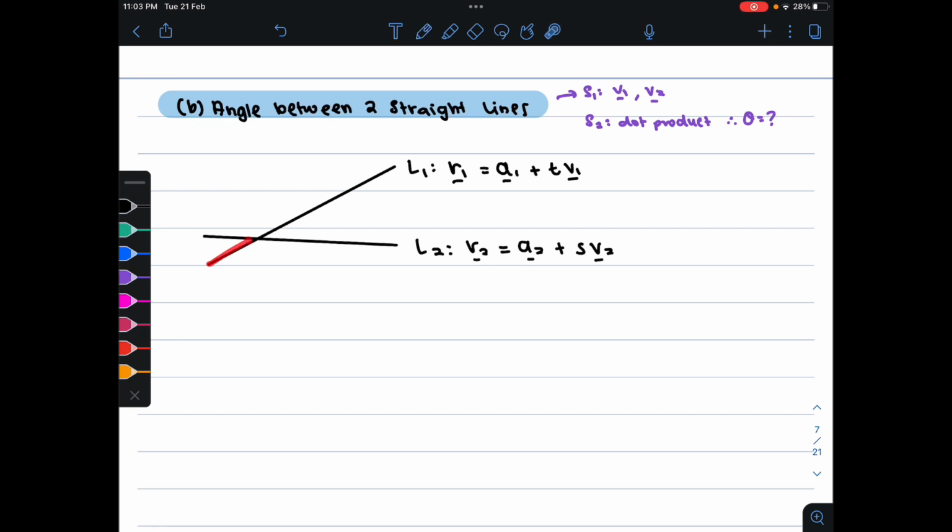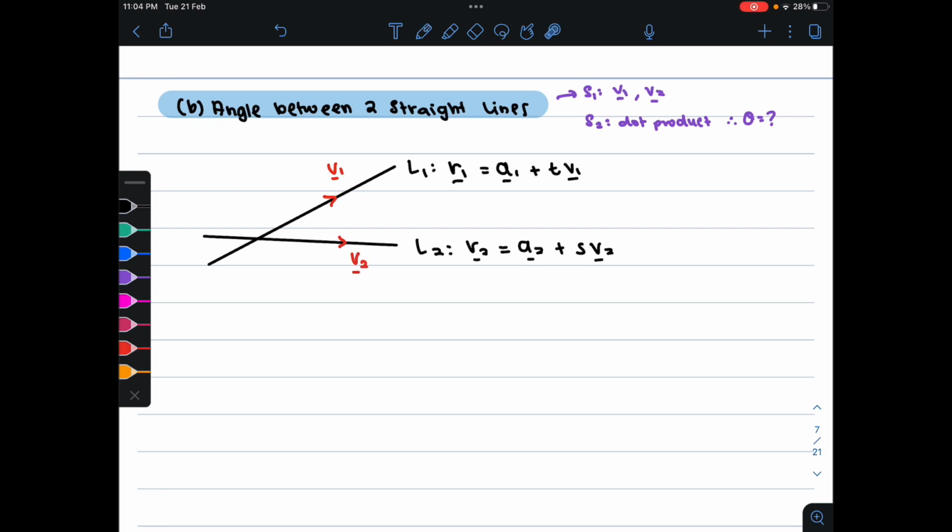So here we have L1, which is r1 equals a1 plus dv1. So this means that along L1, there is the direction vector v1. And we also have another line L2, r2 equals a2 plus sb2. And on this line, it has its own direction vector v2.